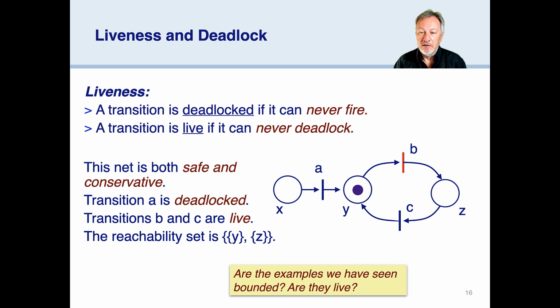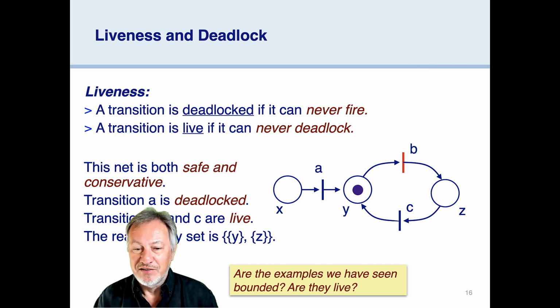Notice that the net here is safe. We never have more than one token in any place, and it's conservative. We always have exactly one token in the net as a whole. Now there's another exercise that you can do, which is to go back and have a look at all of the examples and check additionally, are they live, and which transitions are deadlocked.